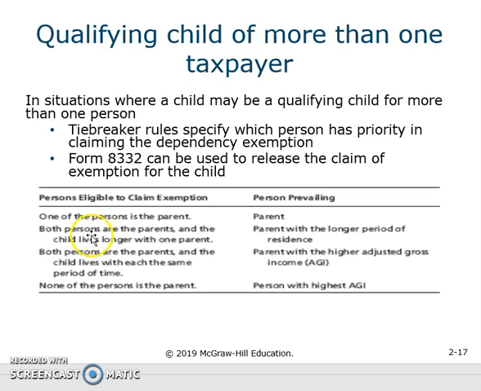So in this case, if the people that are eligible to claim the child, if one of those people is the parent, then that person would be able to claim that child as a dependent. If both people are the child's parents and the child lives longer with one parent, then it would be the parent with the longer residence. If both people are the parents and the child lives with each of them the same exact time, then the parent with the higher adjusted gross income would claim that child as a dependent. If none of the people that could claim the child are the parent, then again, it would go to the person with the higher AGI.